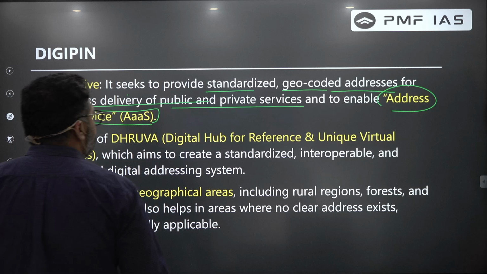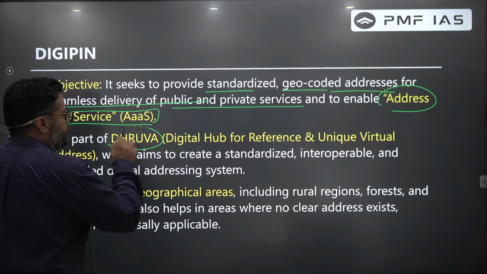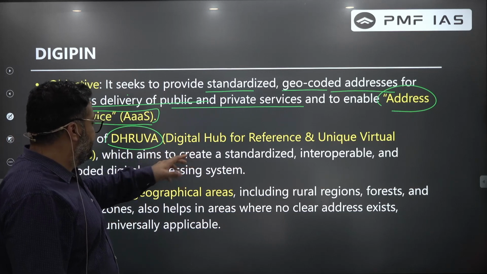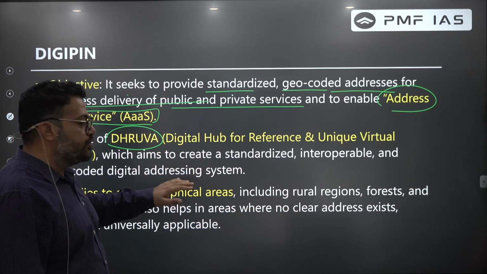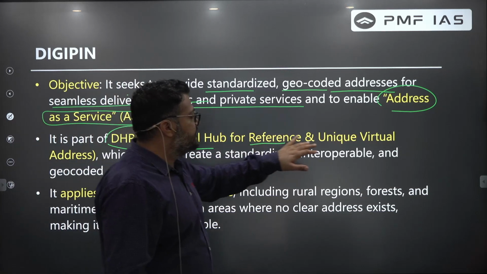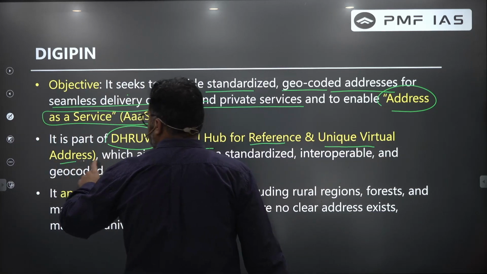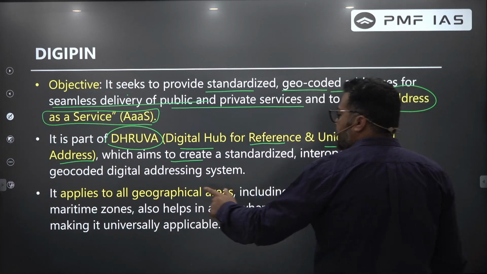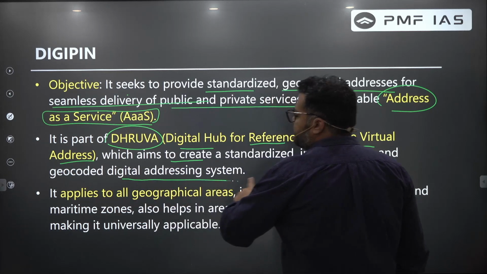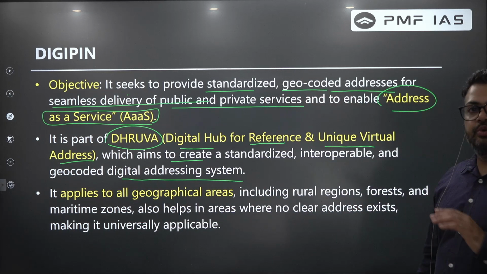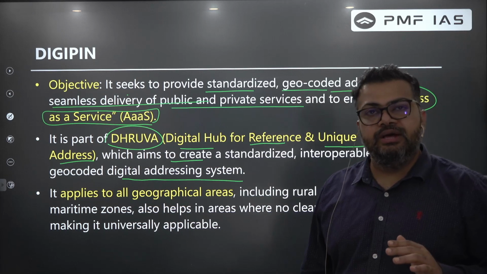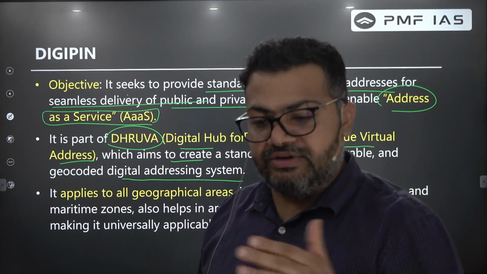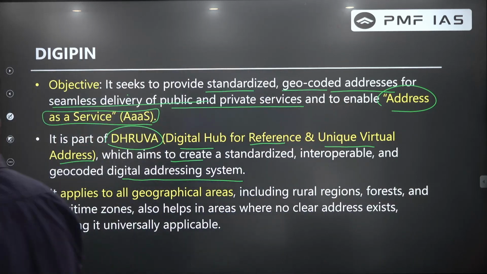It is part of a previous initiative called Dhruv. Dhruv was another initiative which was basically a digital addressing system only. It was a digital hub for reference and unique virtual addresses, which aims to create a standardized, interoperable and geocoded digital addressing system. So it is part of the previously made system called Dhruv, and now this is basically the way how the entire geographical areas can be mapped much more accurately.